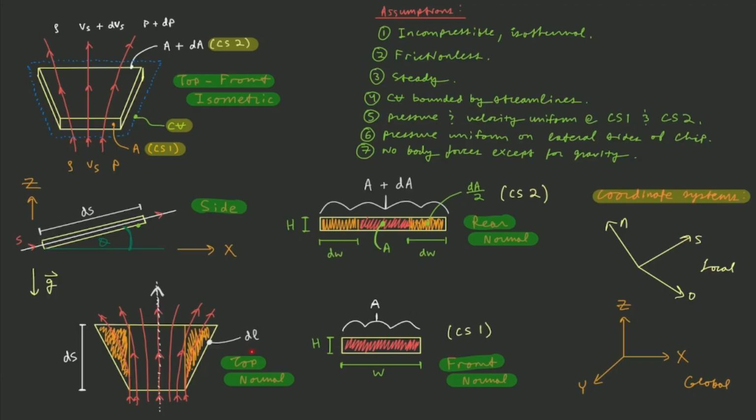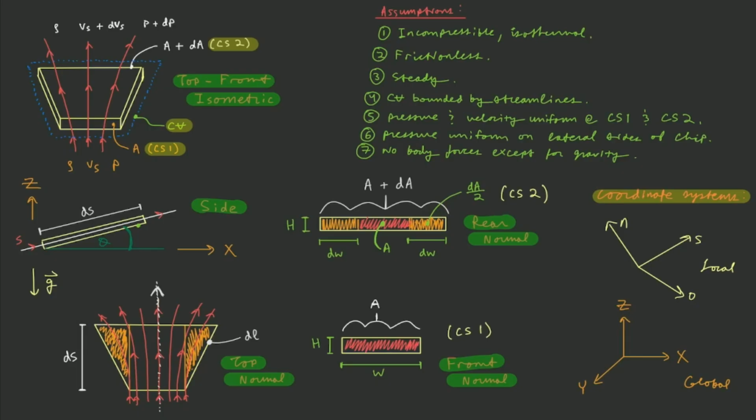And if you look at a top normal view of this prismatic chip, it gives you a more zoomed in look at these streamlines. So you can see that here are orange areas associated with control surface 2. So here's our dA over 2, here's our dA over 2. These are the orange areas associated with that, and here's our area A, which projects all the way from control surface 1. We also have our coordinate axes here.